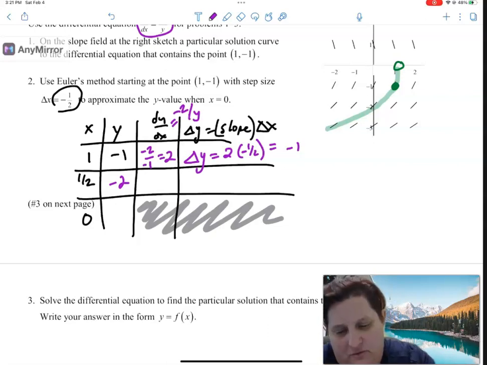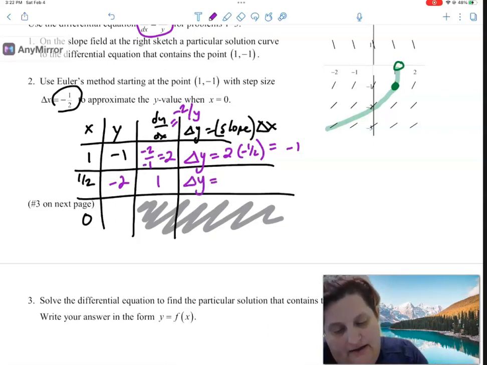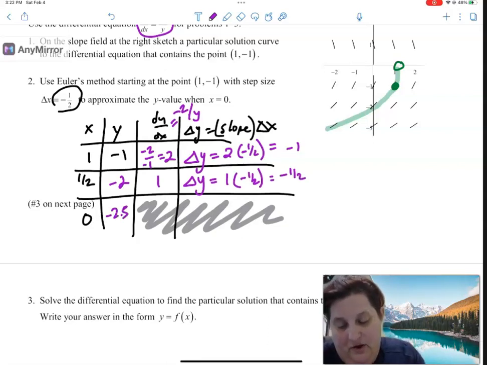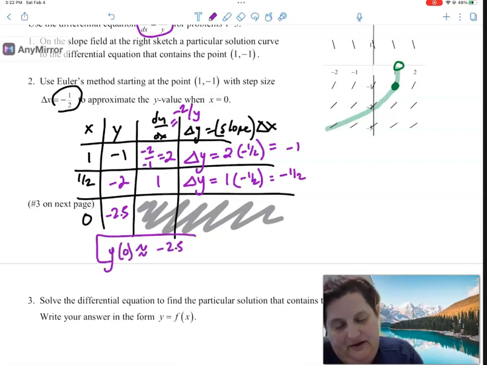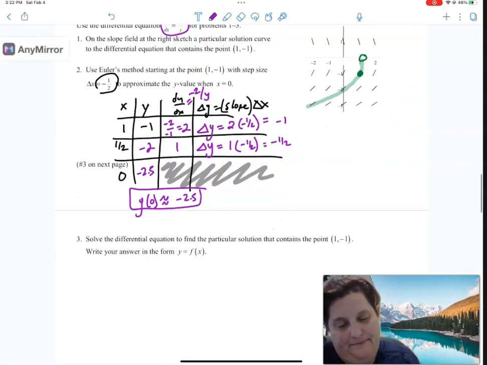All right, next one. dy/dx is -2 over -2, which is 1. So the change in y equals 1 times the change in x. And 2 minus a half is -2.5, which tells me that y of 0 is approximately -2.5. That's a good approximate. Okay?